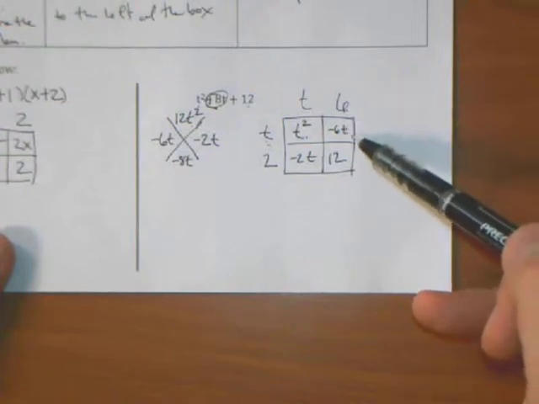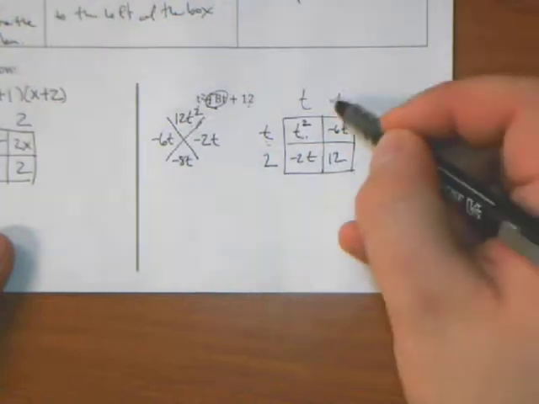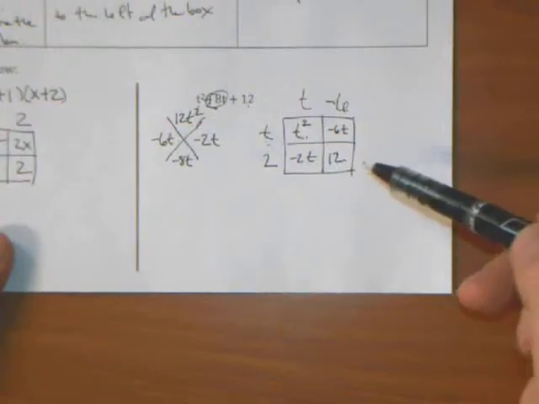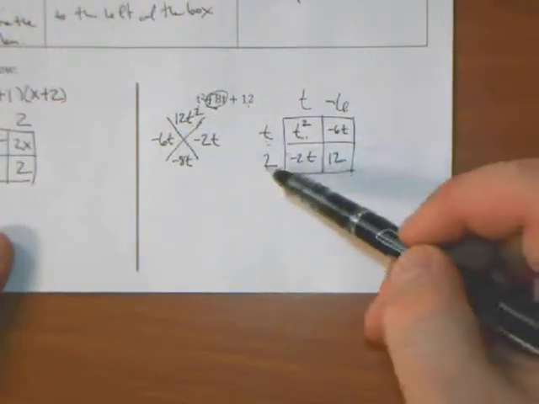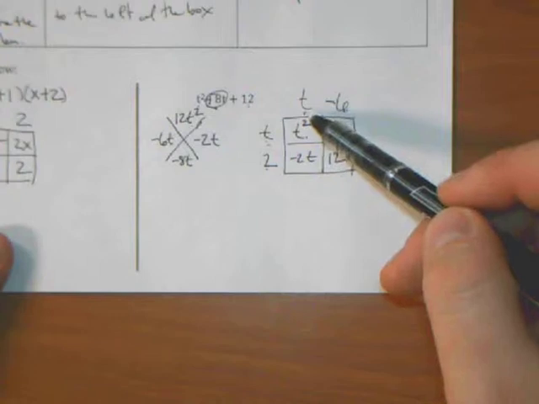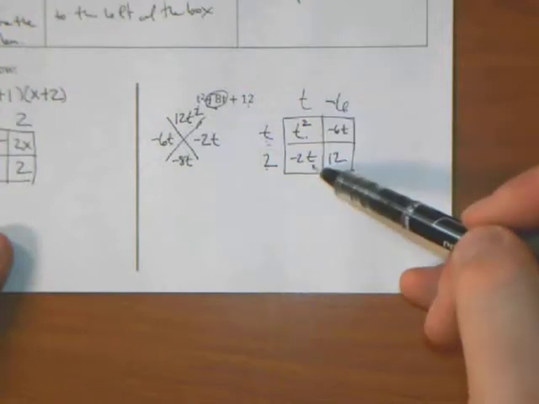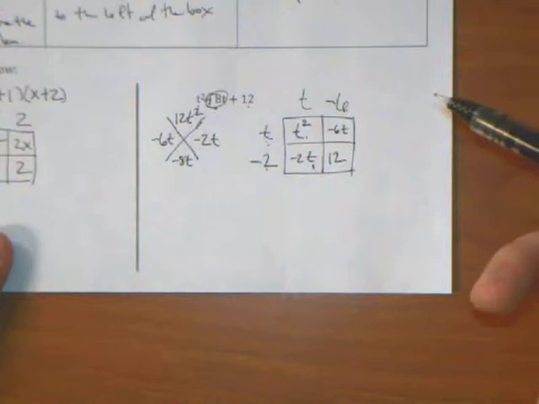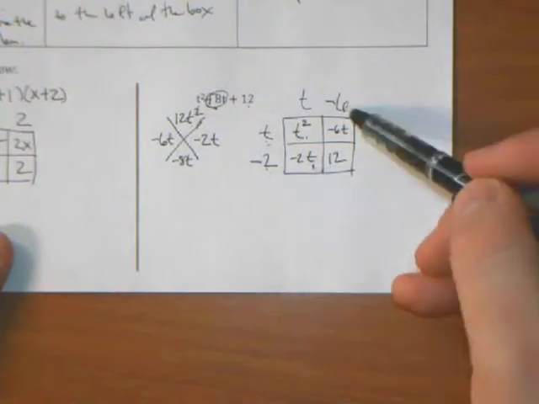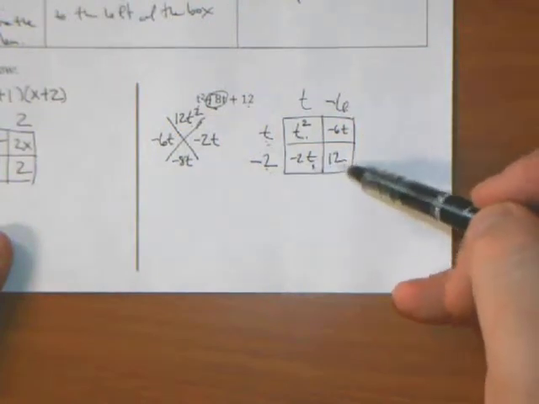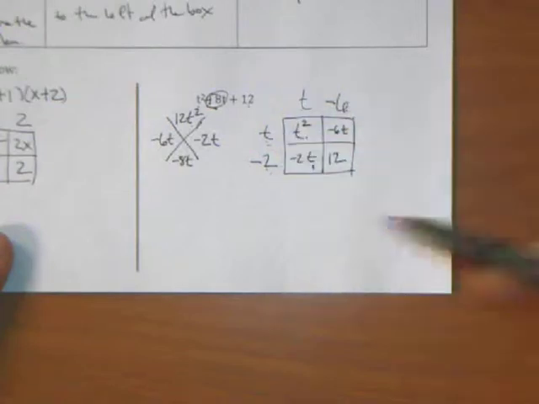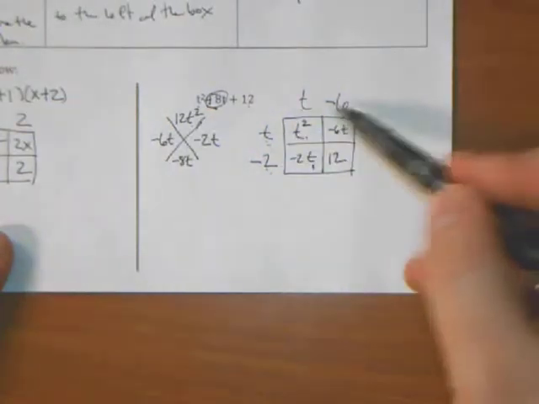That's a problem there. Our first thought is maybe we make this a negative 6. Okay, let's continue on then. What's 2 times t? It should be negative 2t. If we make this negative, what's negative 2 times negative 6? There's my positive 12. So t minus 6 and t minus 2 is the correct factorization.